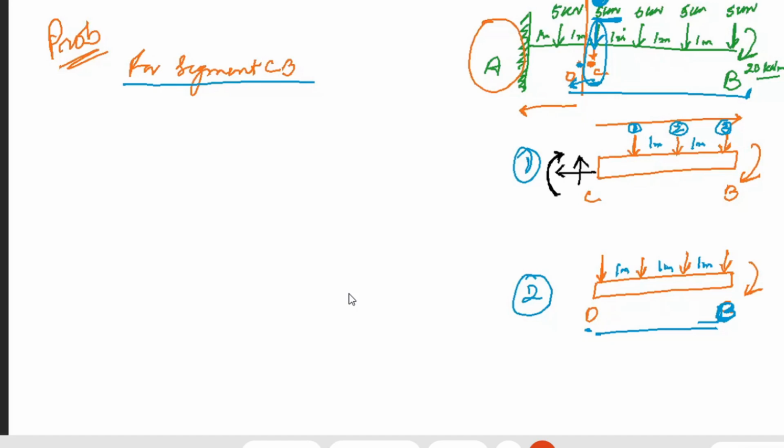Now I need to check what? I need to check two things, that is V at C and moment at C. Now in order to calculate V at C, we will say summation of forces in the Y direction. Let's say upwards is positive. We make a convention that upwards vertical force is positive and downwards will be negative. Therefore we can simply say here VC minus 5 minus 5.